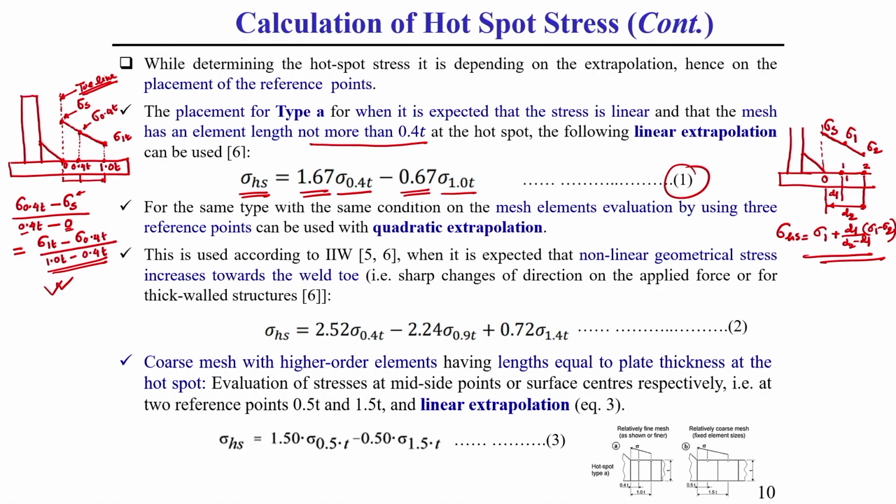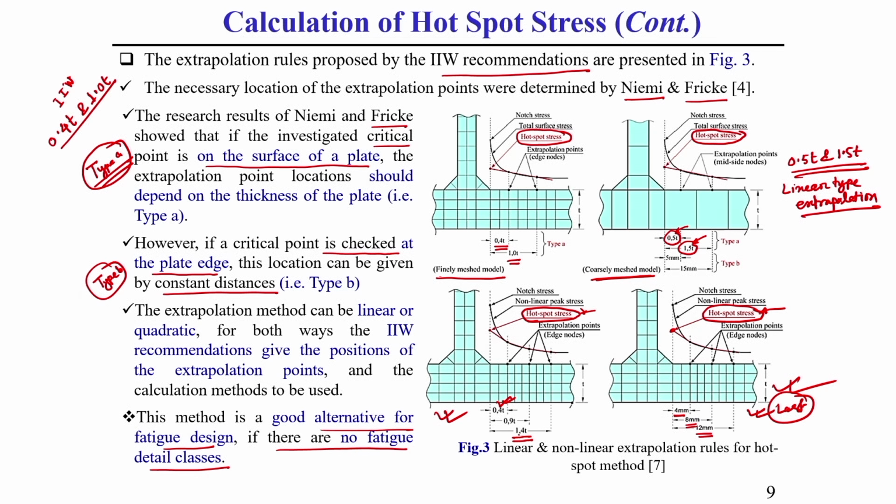So, in the fine mesh case we can use 3 points for quadratic type of extrapolation. For quadratic extrapolation we need to consider 3 points, which I am also showing here. This point is 0.4 t according to the IIW standard, another one is 0.9 t. In the previous slide itself I showed 0.4 t and 0.9 t, you can see in this figure.